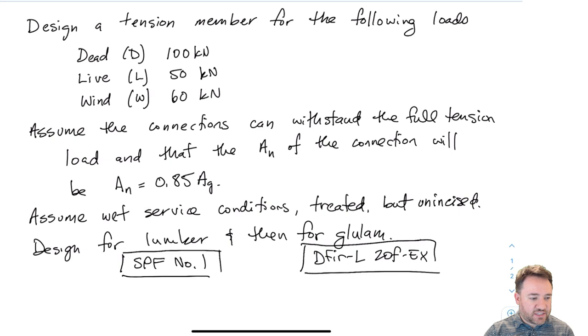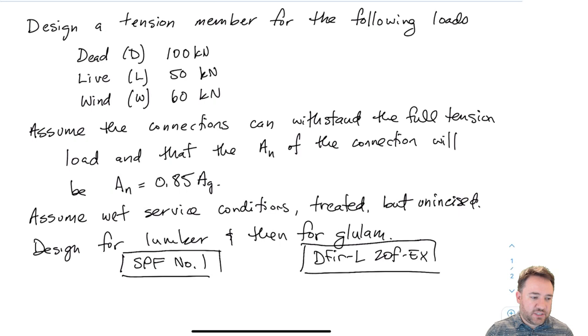And so I'm tasked with coming up with a tension member that has the following loads, and these are the specified loads, not the factored loads. So we have a dead load of 100 kilonewtons, a live load of 50 kilonewtons, and a wind load of 60 kilonewtons. And I would have gotten these from a structural analysis where I have separated each of the load effects and figured out for this particular member what the loads are from the different types of specified loads.